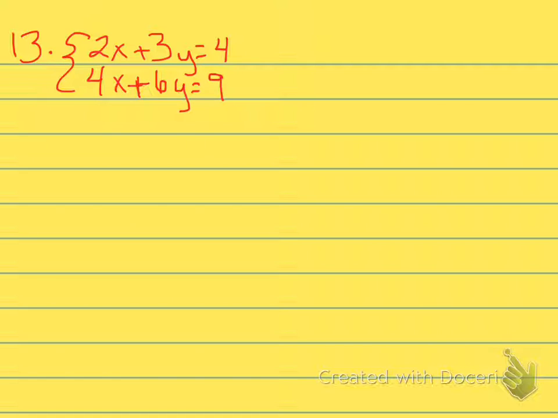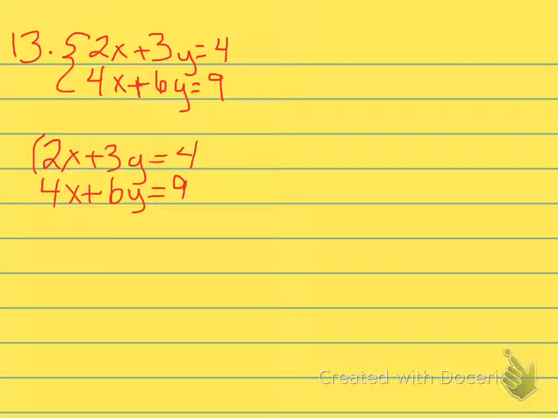Okay, so let's write out our equations. So we have 2x plus 3y equals 4. And we have 4x plus 6y equals 9.